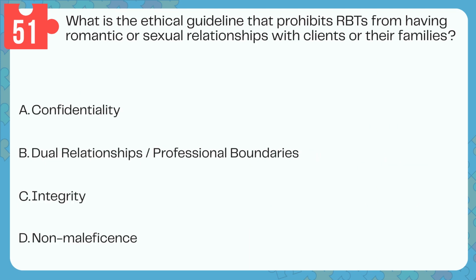Question 51. What is the ethical guideline that prohibits RBTs from having romantic or sexual relationships with clients or their families? A. Confidentiality. B. Dual relationships/professional boundaries. C. Integrity. D. Non-maleficence.